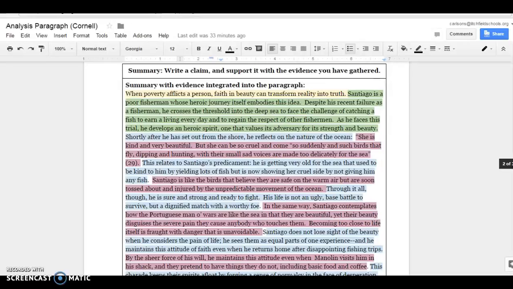Our writer follows that claim with some information that contextualizes what he's about to say. And that contextualization is in green. We find out who Santiago is and what he's doing. And notice that this writer has included the language of the hero's journey in this contextualization, right? He's on a heroic journey. He's crossing a threshold. And he's facing a trial.